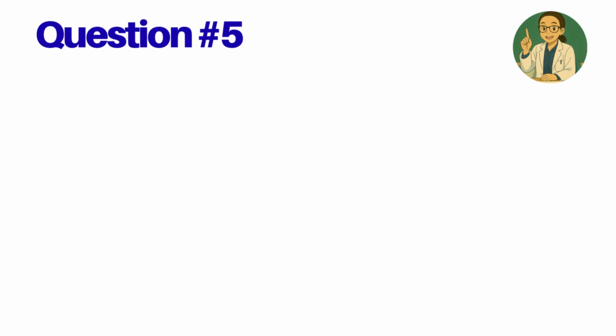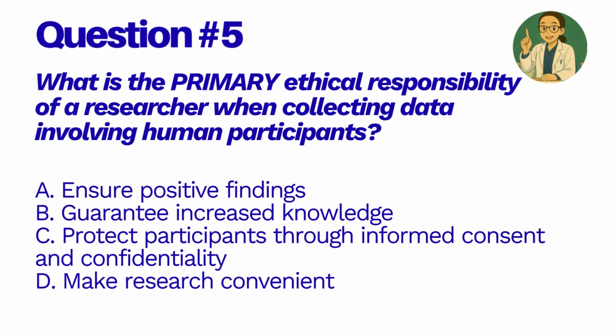And finally, question 5. What is the primary ethical responsibility in research involving humans? The correct answer is C. Protect participants through informed consent and confidentiality. Ethical research prioritizes participants' rights, safety, and dignity. Ethical and legal aspects stress informed consent, voluntary participation, confidentiality, and minimizing harm as fundamental requirements. Ensuring positive findings, or convenience, is never an ethical obligation. The protection of participants is always the top priority.